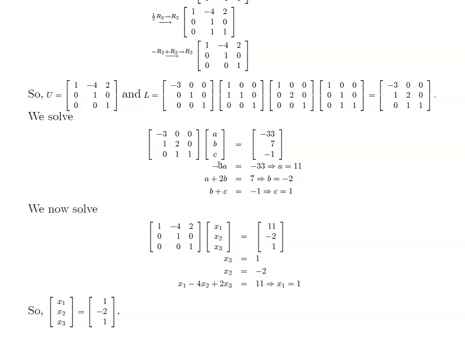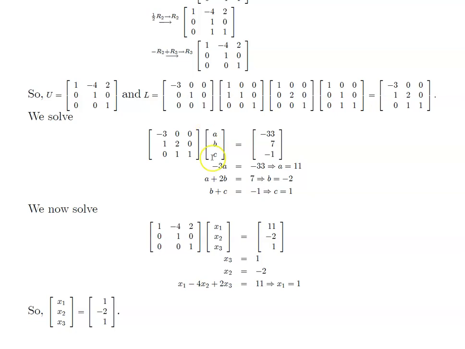We use those now as our constants and solve the corresponding upper triangular system. The last row gives us x3 equals 1. The second row gives us x2 equals negative 2. The first row gives us x1 minus 4x2 plus 2x3 is 11. Plugging in what we found for x3 and x2, we get x1 is 1. So we finally get that our solution is x1, x2, x3 equals 1, negative 2, 1.